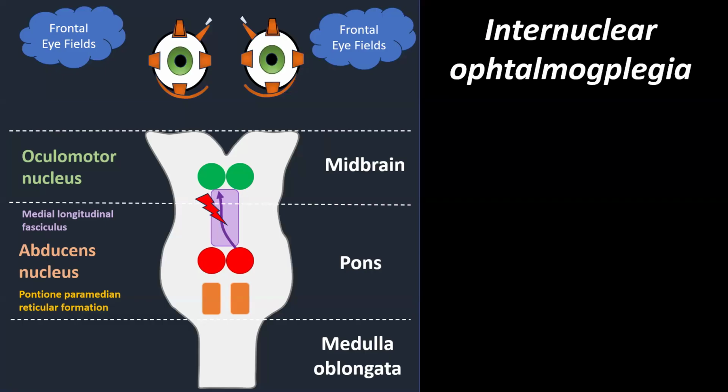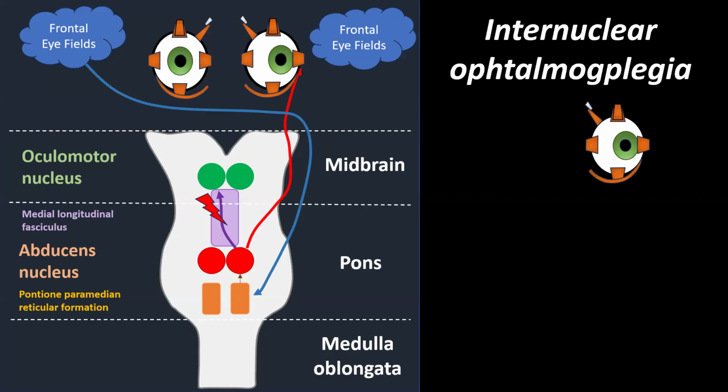If you want to look to the right, the left part of the brain will stimulate the right abducens nucleus, and your right eye will abduct. It will be pulled outward. So far, so good. But because the left medial longitudinal fasciculus is damaged, you cannot activate the left oculomotor nucleus. So nothing happens in the left eye. It will stand still. And the right eye gets confused because you get diplopia, because your other eye doesn't move, and it will start to show nystagmus.